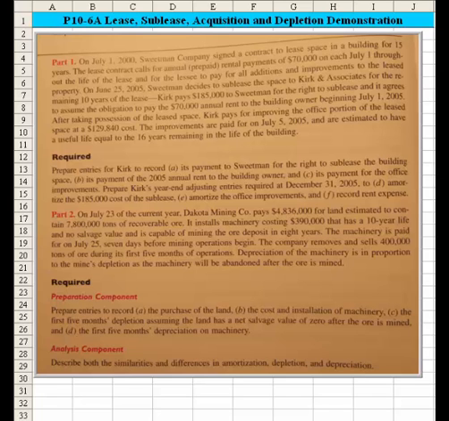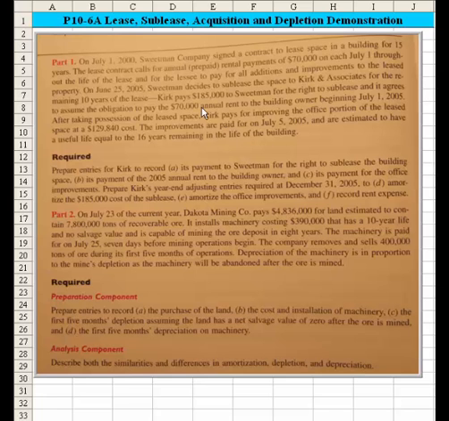Okay, that's the problem. Let's tackle the first part, which is to prepare the entries for Kirk to record its payment to Sweetman for the rights to sublease the building space, and then we'll record the payments for the 2005 annual rent to the building owner and its payments for the office improvements. We'll prepare Kirk's year-end adjusting entries at December 31st, and then we'll amortize the $185,000 cost of the sublease. We'll then amortize the office improvements, and finally we'll record the rent expense.